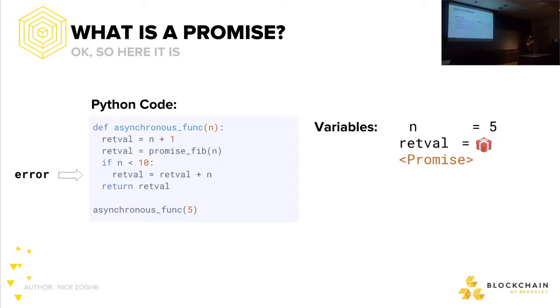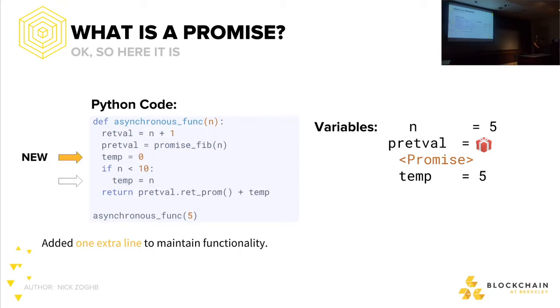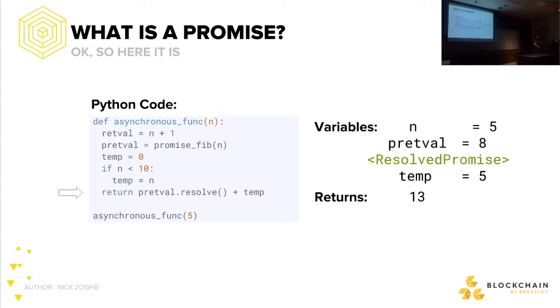Okay, let's backtrack then. Let's add in some new code. So asynchronous programming is kind of like a slightly different paradigm where you need to change the code slightly. You can't just use asynchronous functions the same way you would use synchronous functions. So we added in a few new lines. And what this has let us do is we now have a temporary variable that we can increment. And then at the very, very end, we resolve the promise, and then we increment it. Does this make sense? Who's confused?